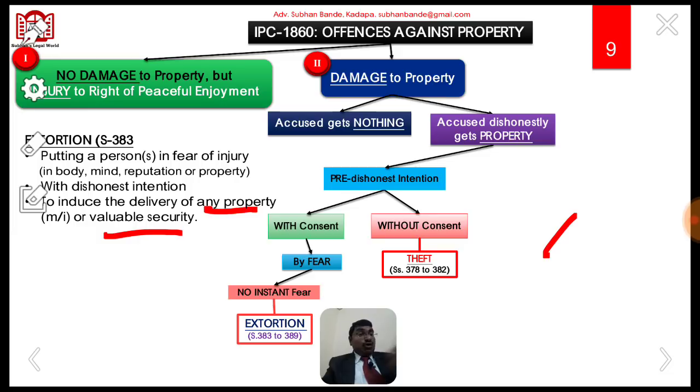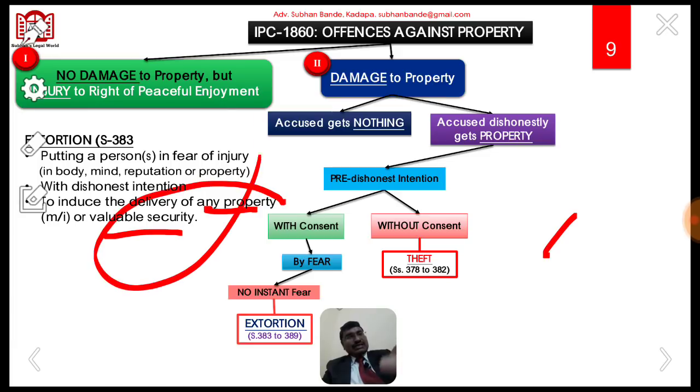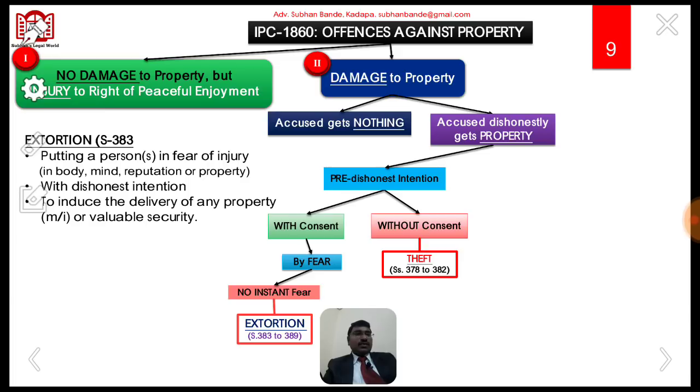Here the subject matter is not only movable property. The subject matter is any kind of property or any kind of valuable security. Extortion is distinguished from the rest of the offences against property because of these distinctive characteristic features. Now let us see a few illustrations in order to understand the concept of extortion in a better way.